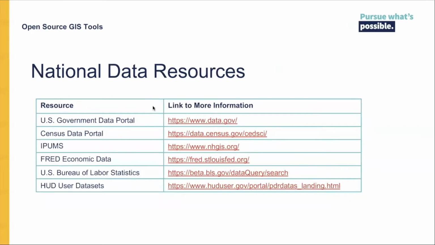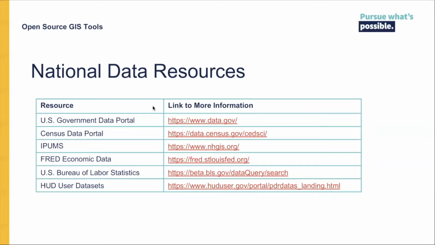So now I'm going to talk about national data sources. So data.gov is a one-stop shop for a lot of US government data. So if you're looking for VA data, I know the VA has their own data portal, but you can also just look up that data on data.gov as well.